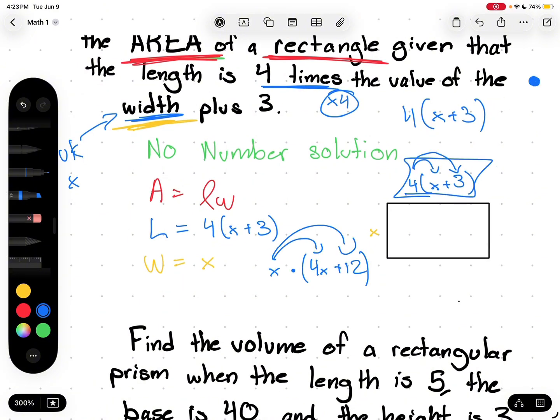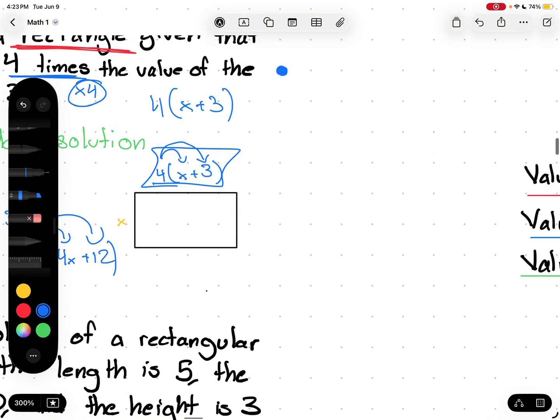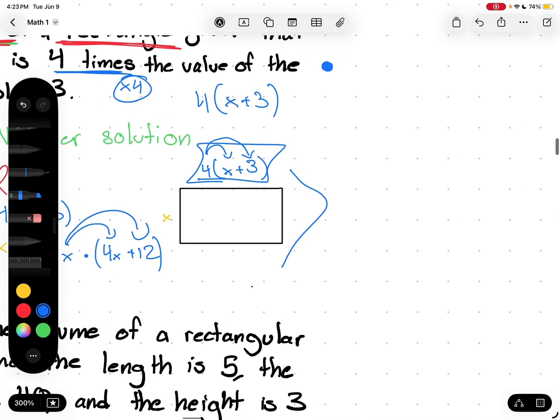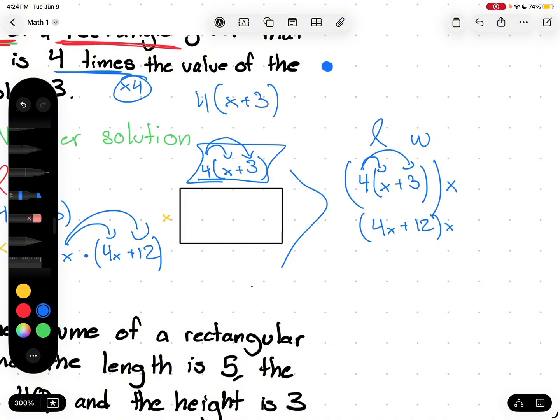Let's rewrite our equation over here before we simplify anything. We're multiplying length and width. Our length is this number, and then our width is that number. So we multiply everything by x. We start from inside the parentheses, and we do that by multiplying both values. And we do it again.